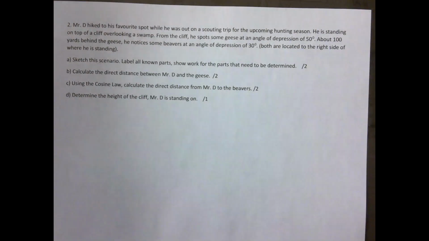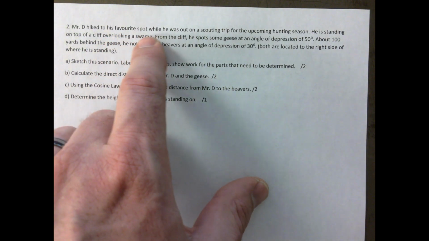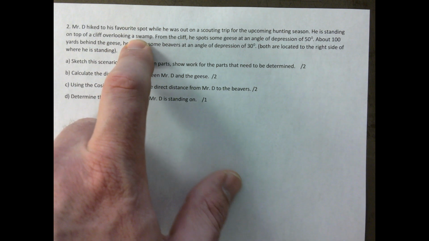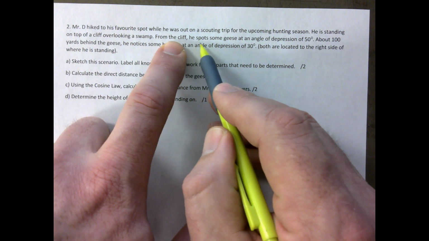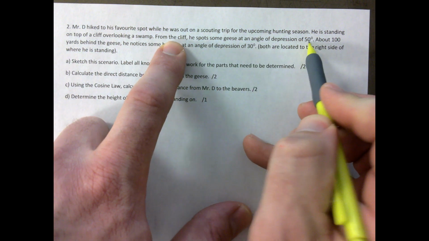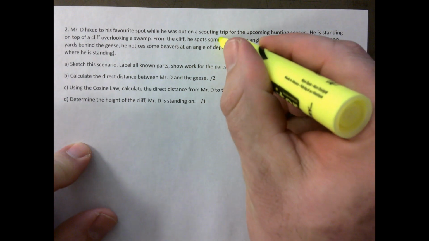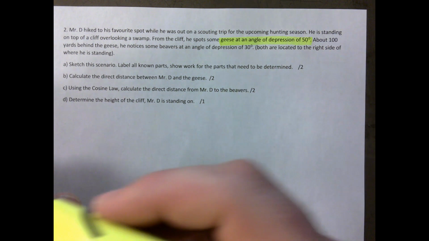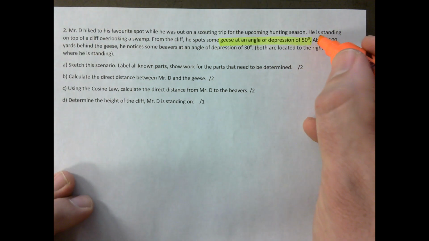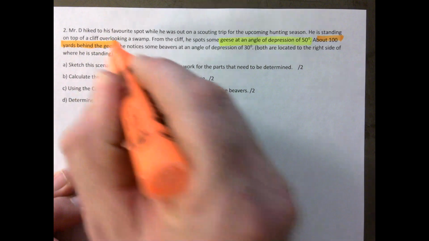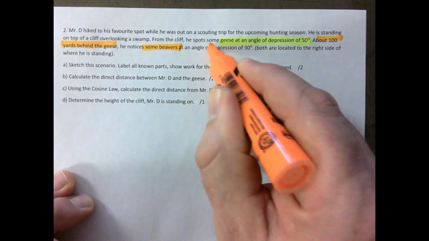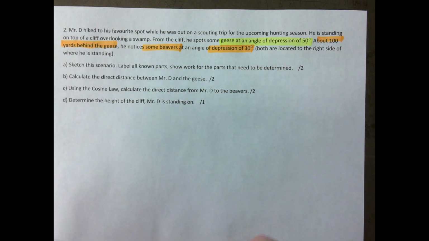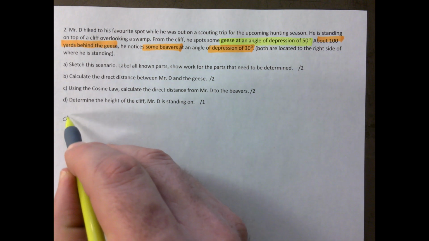I didn't want you to solve this, so we're going out scouting, standing on top of a cliff, overlooking a swamp. From the cliff, you spot some geese at an angle of depression of 50 degrees. About 100 yards behind the geese, so imagine this is the pond, notice there are some beavers at an angle of depression of 30. They're both located to the right side of where he's standing. I'm trying to be specific. So let's try to sketch this.